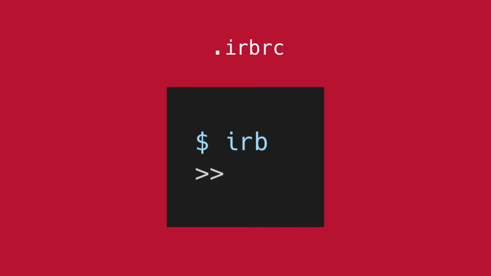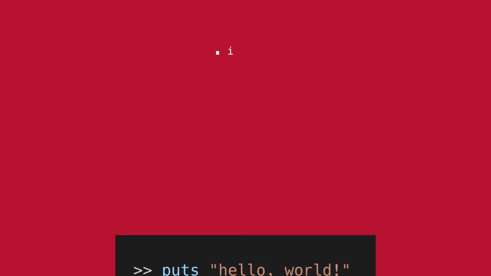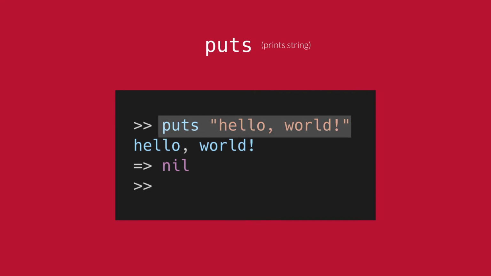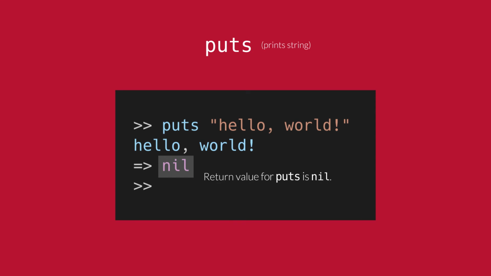Once you're content with IRB's configuration, you can type the command puts hello world. The puts command simply prints a string to the console. As expected, the string hello world is printed, and additionally, you may have noticed the nil value. That indicates that the return value for puts is nil. Finally, a new prompt has appeared so that you can continue writing Ruby code. To exit the REPL, simply use the exit command.